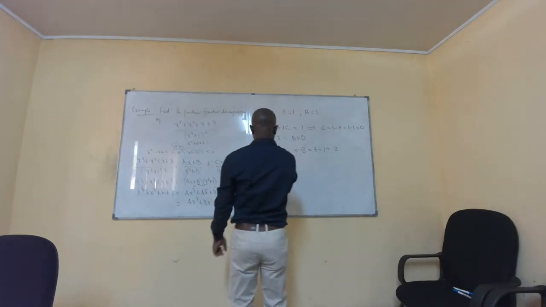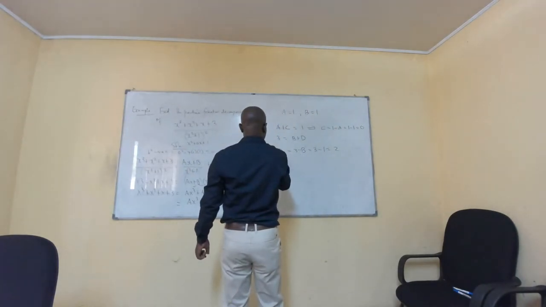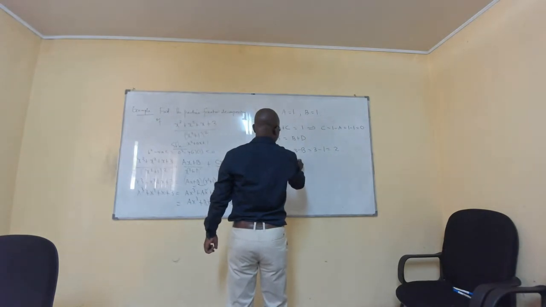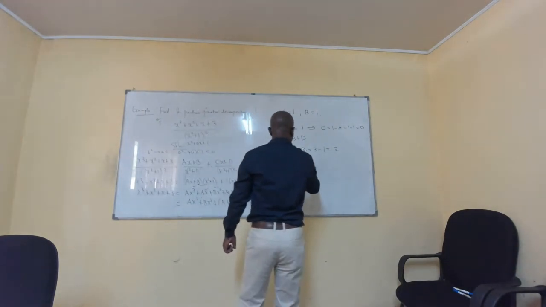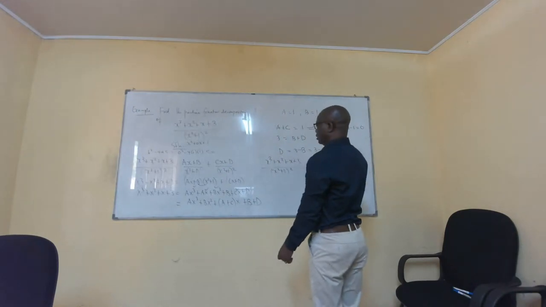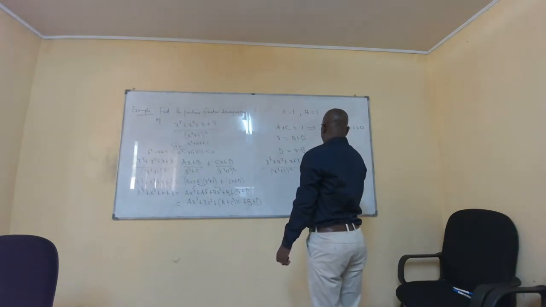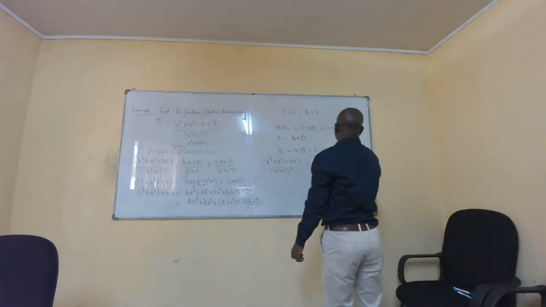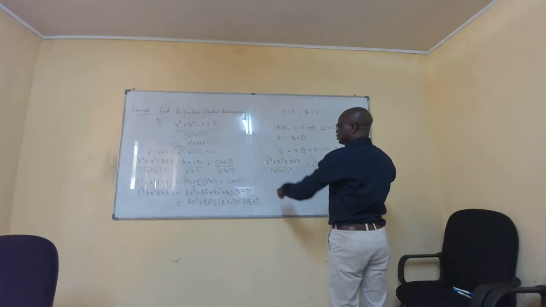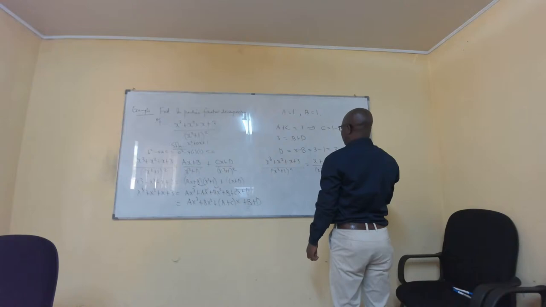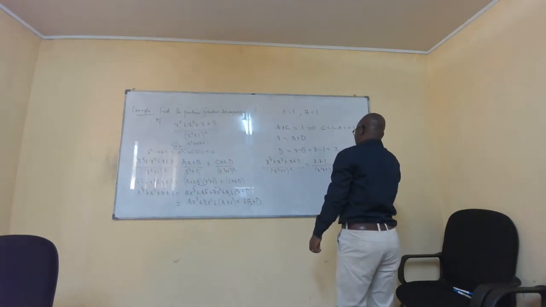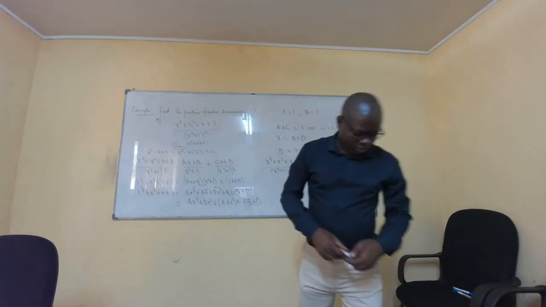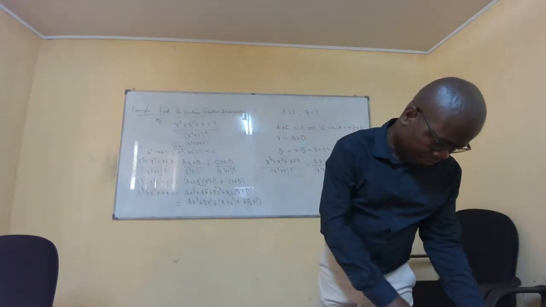So therefore, you can check that this, x to the power 3 plus x squared plus x plus 3 over x squared plus 1 whole squared, can be written as x plus 1 over x squared plus 1, then plus our c is 0, so it disappears, and our d is 2 over x squared plus 1 squared. So it will be like that.